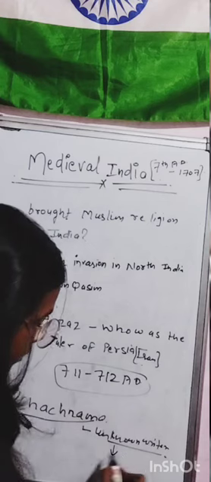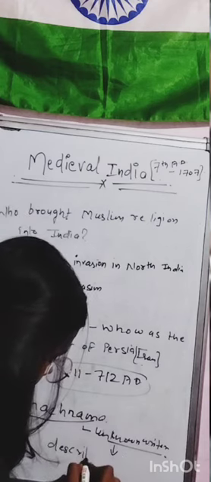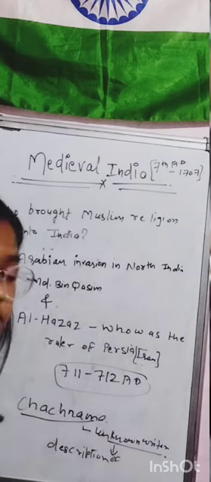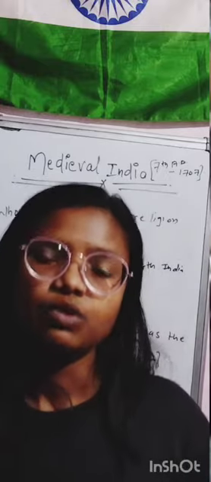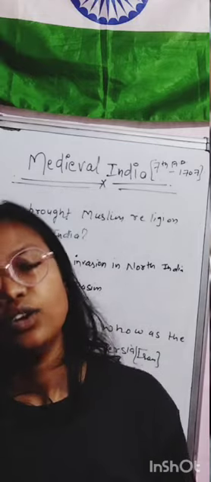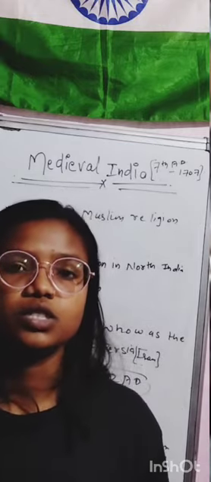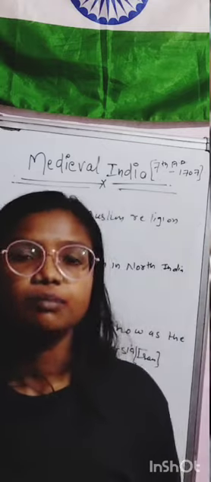And it gave the description of Muhammad bin Qasim in the Sindh area. So what happened, in the Sindh region of India at that time, there was a king whose name was Dahir, who ruled there. And in Persia, there was a king, a Khalifa, who was ruling Persia.